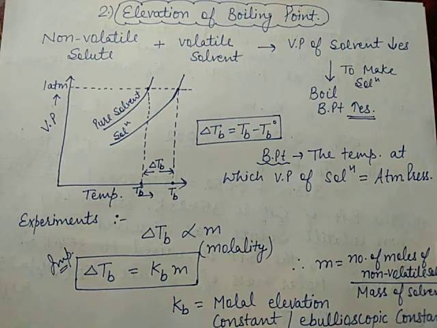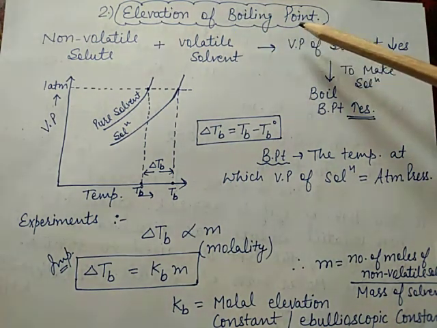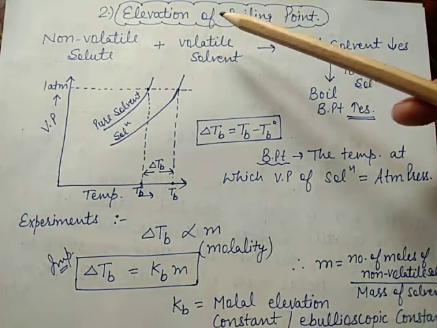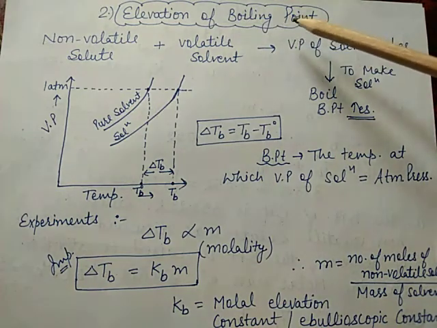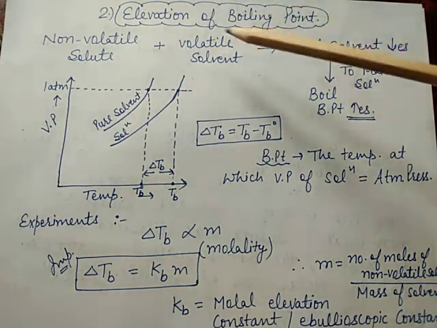Good morning, students. Today's topic is elevation of boiling point. This is the second colligative property, which depends on the number of particles, meaning atoms, ions or molecules.